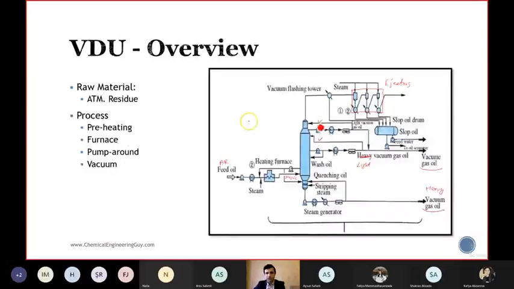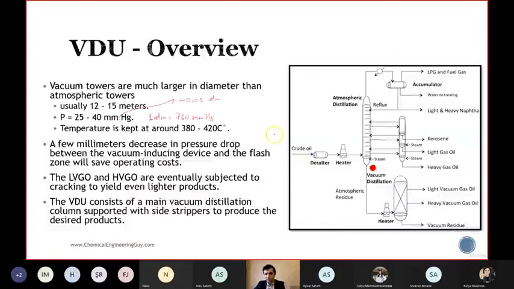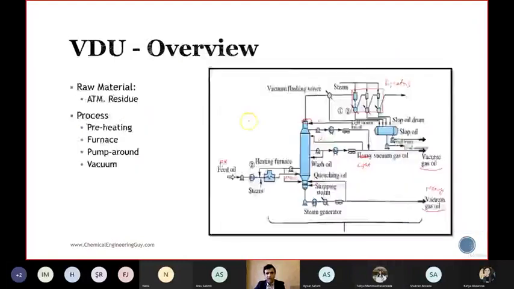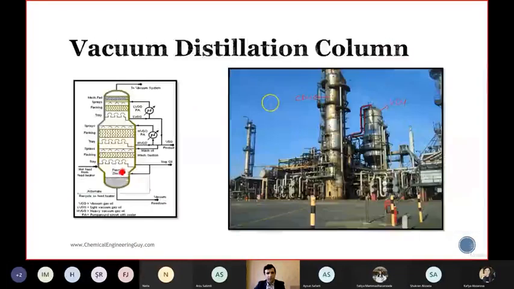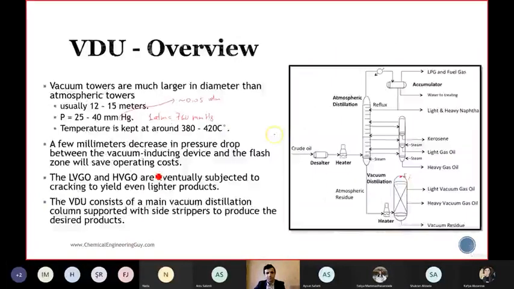So the vacuum inducing device is the ejector. So we have the ejector here, the top part, and the flash zone is the bottom part. So the more pressure drop you have, the more energy you lose.